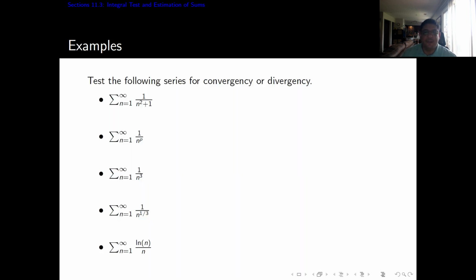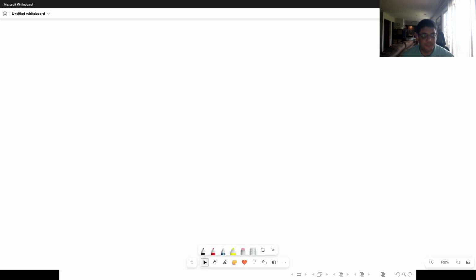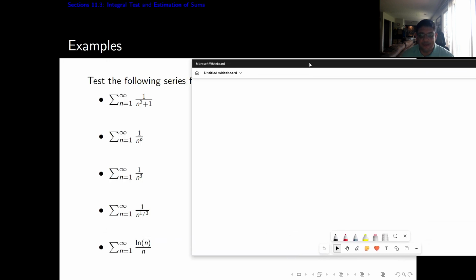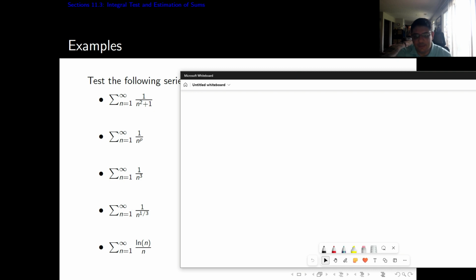So let's see some examples of that. The first and most important thing you have to do when doing integral tests is check for the properties. For example, in number 1, f of n is 1 over n squared.